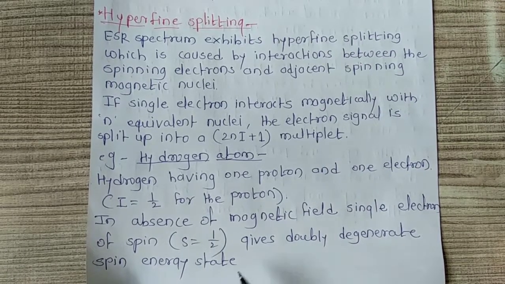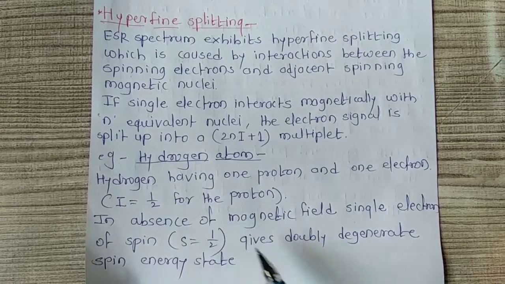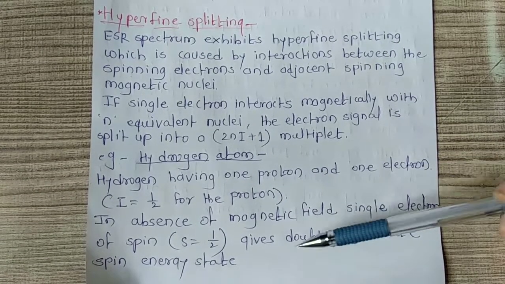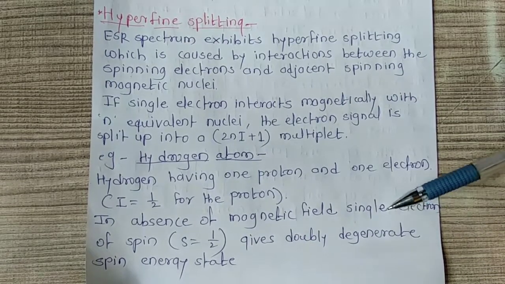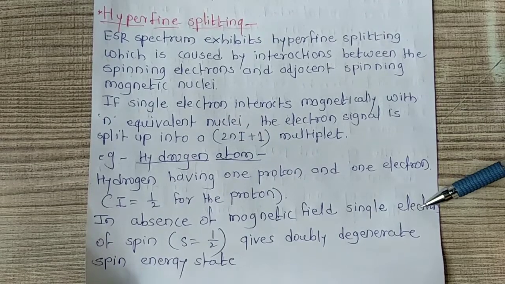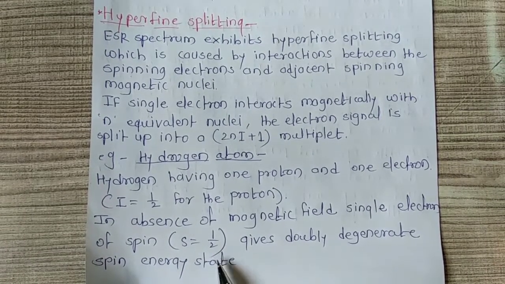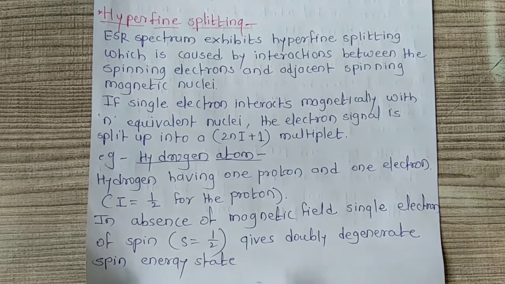For example, we consider here one example, the hydrogen atom. This hydrogen has one proton and one electron, and I for that nucleus is half. Means I for that proton, or the nucleus, is half, and in the absence of a magnetic field, the single electron of spin S is equal to plus or minus half, and it is a doubly degenerate spin energy state in the absence of a magnetic field.